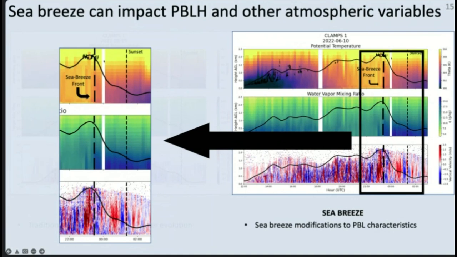So the sea breeze initially passes over at this line that I've put in here. And our heights, the algorithm is still detecting our heights as being this black line. So we're having a difference in modification to the lower-level PBL characteristics, but it doesn't track the height of the sea breeze front specifically.